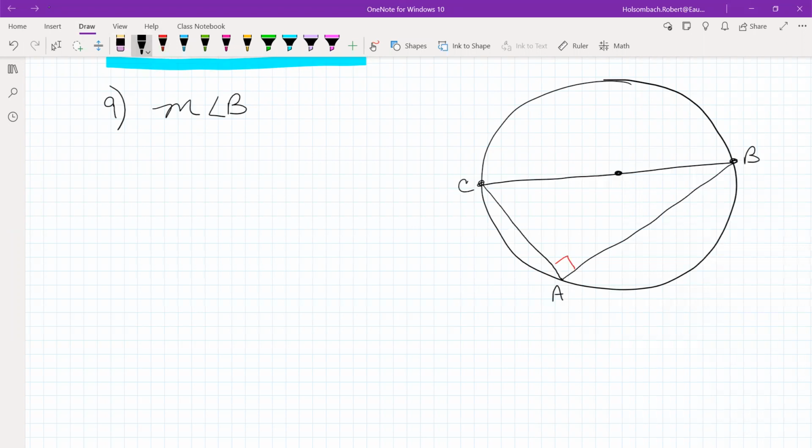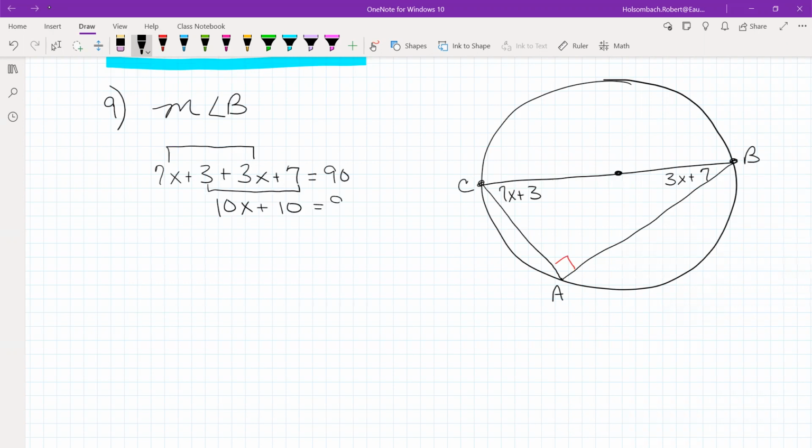The expression for angle C is 7x plus 3. For angle B, it's 3x plus 7. And we said yesterday that the acute angles in a right triangle sum 90 degrees. So if we need angle B, we need to solve for x first. So we're going to take 7x plus 3 plus 3x plus 7 and set it equal to 90. We're going to combine the 7x and 3x to get 10x, and combine the 3 and the 7 to get a positive 10. And it's equal to 90.